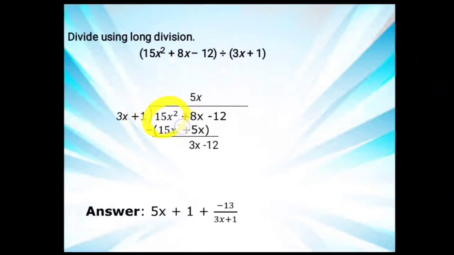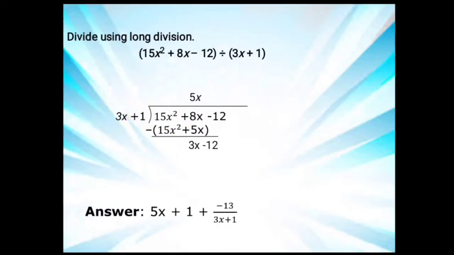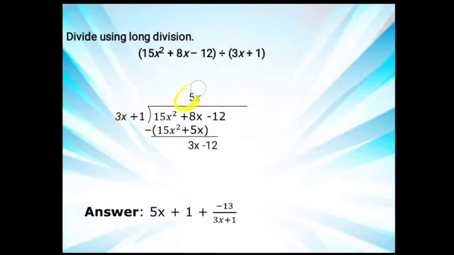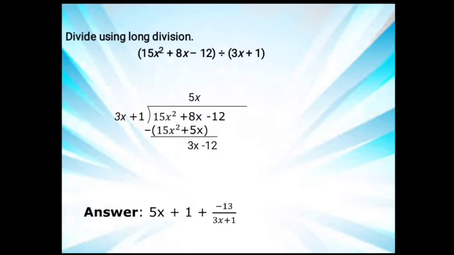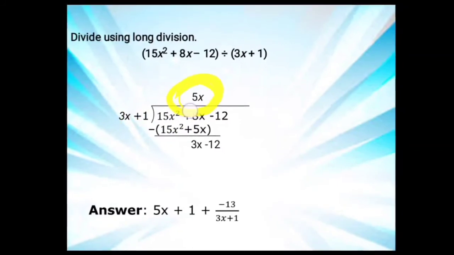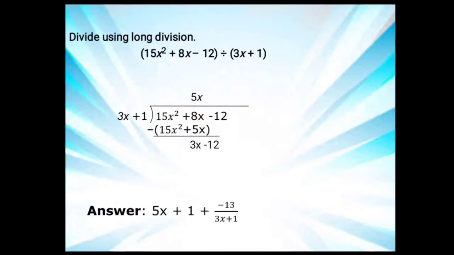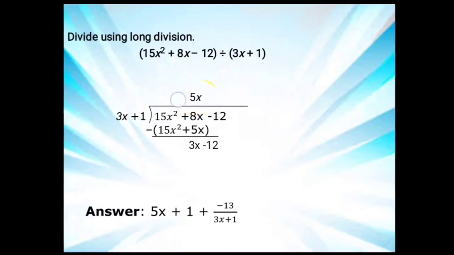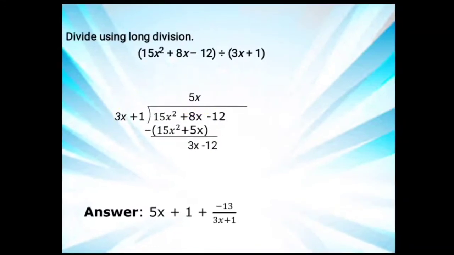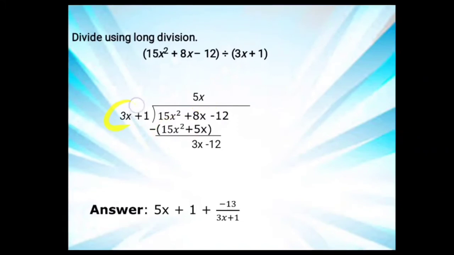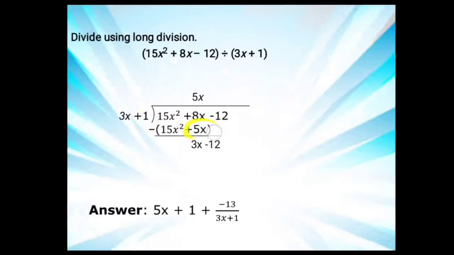So 15x squared divided by 3x. First, we divide the numerical coefficients: 15 divided by 3 is 5. Then x squared divided by x: subtract their exponents. That's why we have here 5x. Then after that, multiply this quotient to the divisor. 5x times 3x is 15x squared. Then 5x times 1 is 5x.